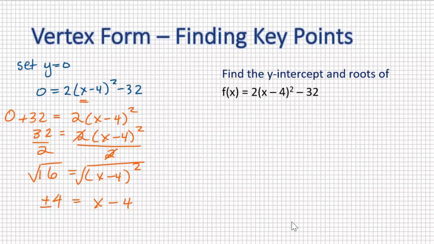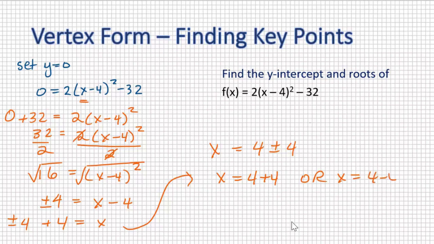Finally now, we're going to add 4 to both sides to finish isolating x. That leaves us plus or minus 4 plus 4. What does that look like? So really we've got x is equal to 4 plus or minus 4. Just to rewrite the equation one more time. In other words, x is equal to 4 plus 4, or x is equal to 4 minus 4. So x is equal to 8, or x is equal to 0. This is exactly what we found when we first tackled this problem by converting to standard form and then using the quadratic formula.